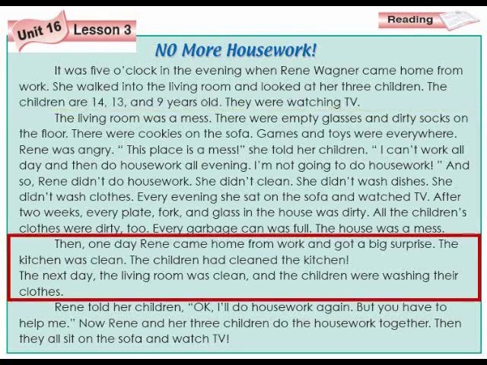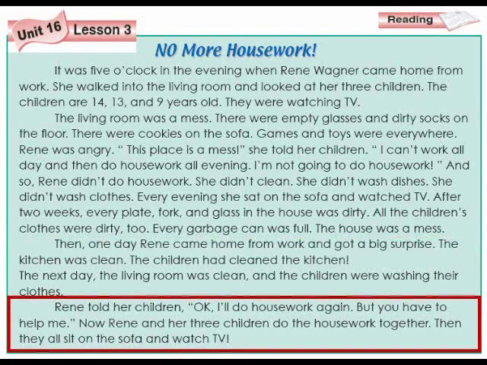Then one day, Renee came home from work and got a big surprise. The kitchen was clean. The children had cleaned the kitchen. The next day, the living room was clean, and the children were washing their clothes.